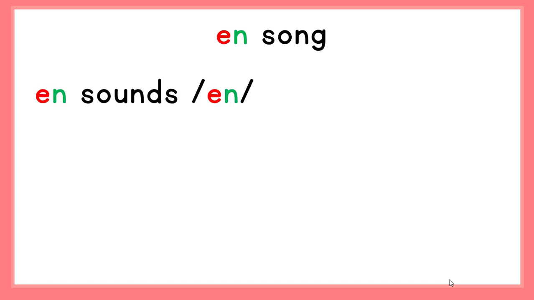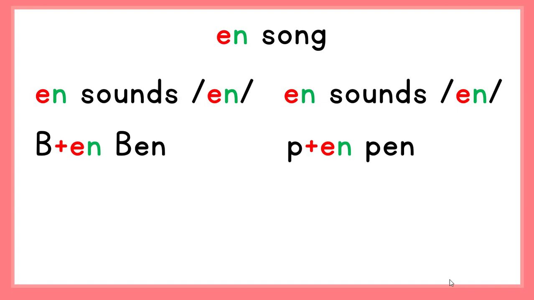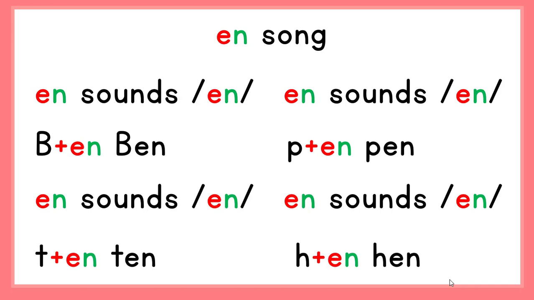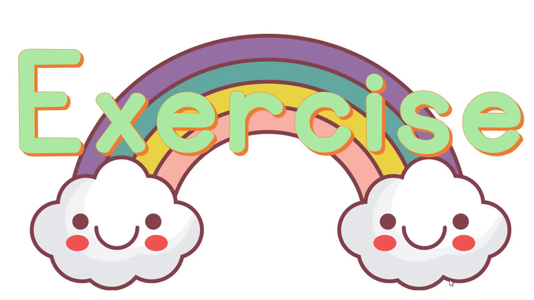EN sounds N. Let's take a look at this one. EN sounds N. B and Ben. P and pen. EN sounds N, T and ten, H and hen. Listen one more time, okay? Listen carefully. EN sounds N, B and Ben, P and pen, T and ten, H and hen. This one is the EN song. Next one. Exercise.